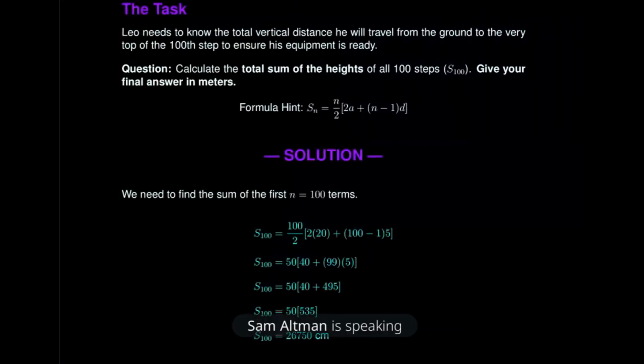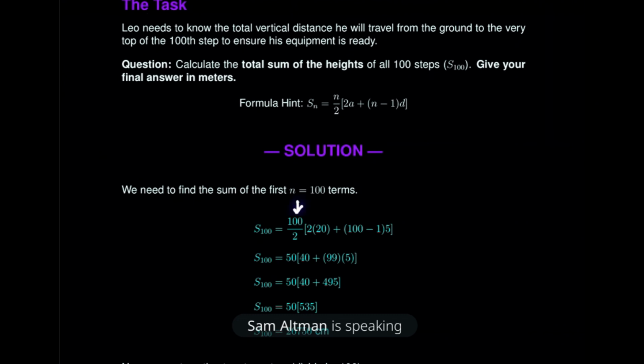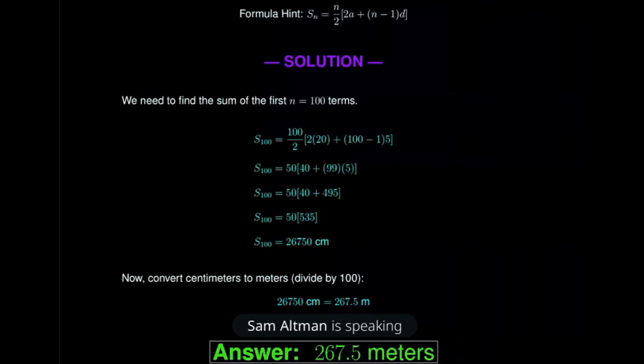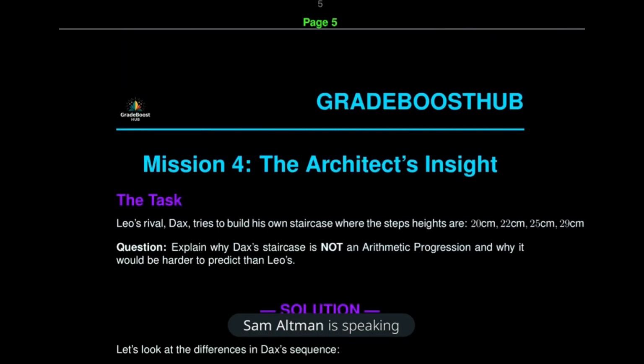We need to find the sum of the first n equal to 100 terms. And then we substitute the values, that is n is equal to 100, a is equal to 20, d is equal to 5, right? After substituting these values, we get 26750 centimeters, converted into meters, and it comes out to be a total height of 267.5 meters.